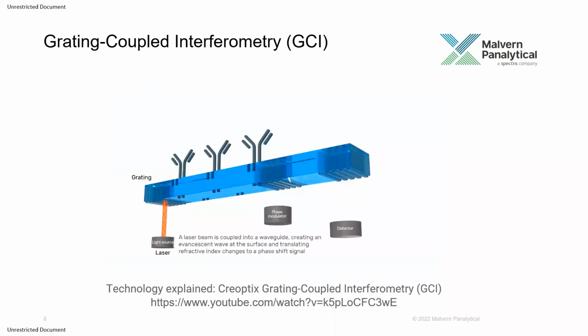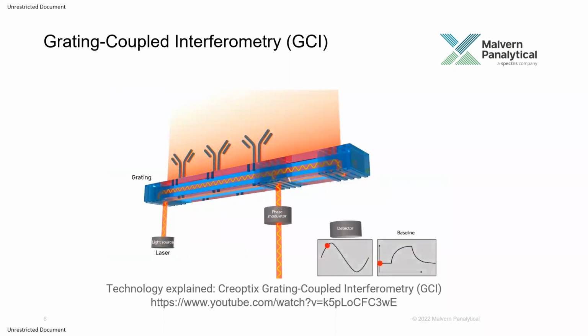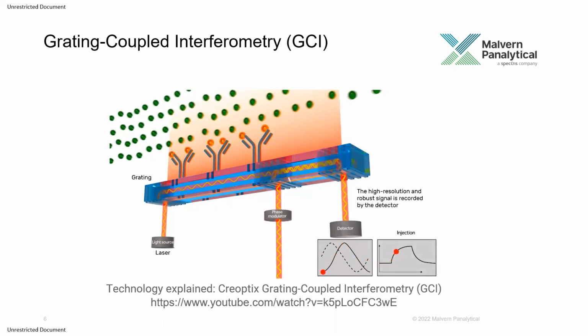Okay, so there's a laser, which is the light source. It shines light onto a sensor surface. So imagine on your sensor surface, you have an antibody pre-immobilized. There is an internal reference light, which is always used as a reference. And then the detector at the bottom will collect the signal. The small green balls are basically your analyte.